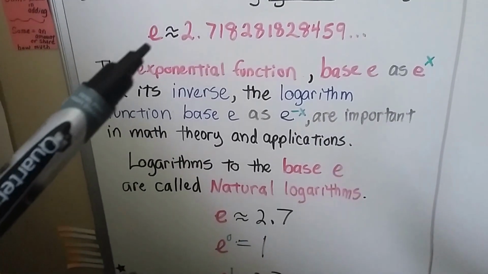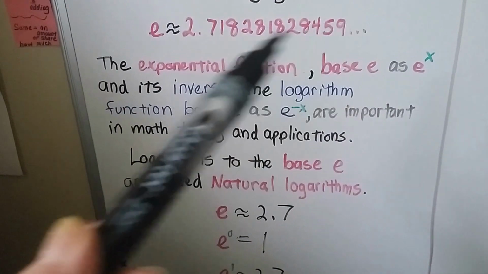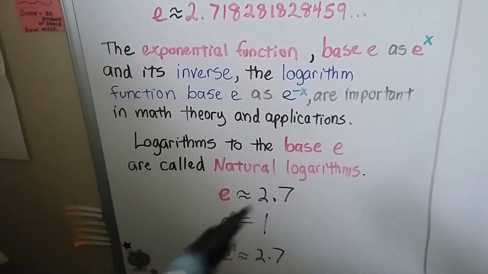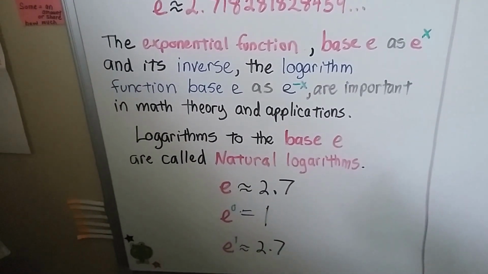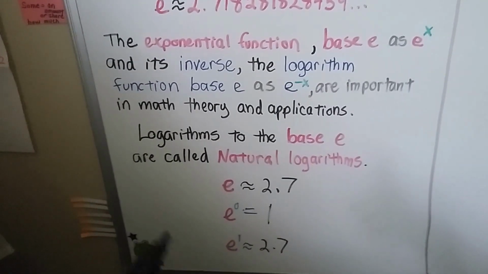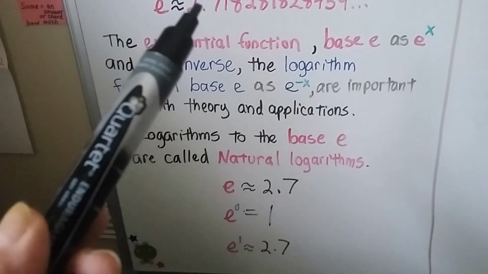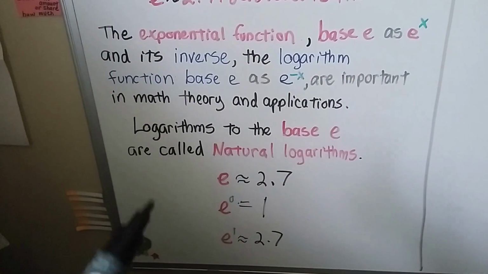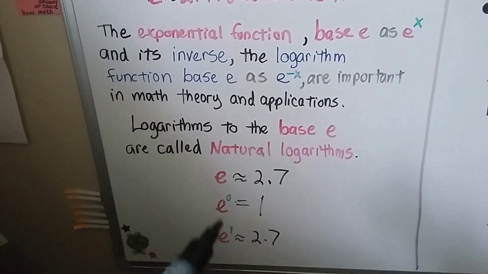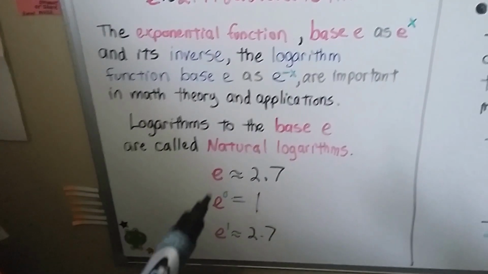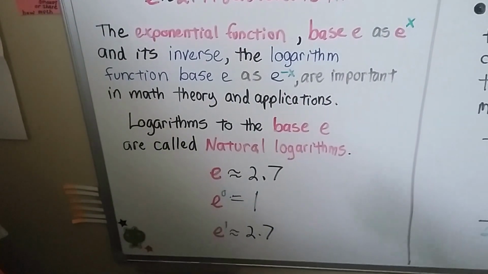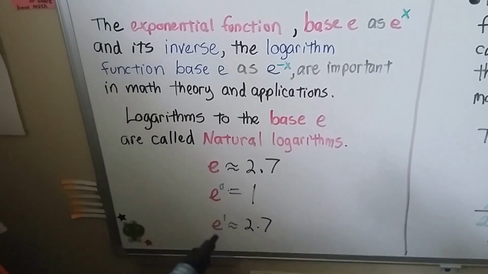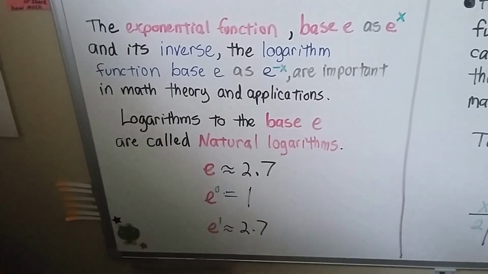So this is just like pi, where it continues on forever and ever. So what we do is we just use 2.7. Logarithms to the base e are called natural logarithms, and e is approximately 2.7, just like we would say pi is approximately 3.14. Well, this is approximately 2.7. And we remember if we have a zero exponent, then it's going to make that number equal a 1, isn't it? And if we have an exponent of 1, e to the first power, well, that's just 2.7. All right?